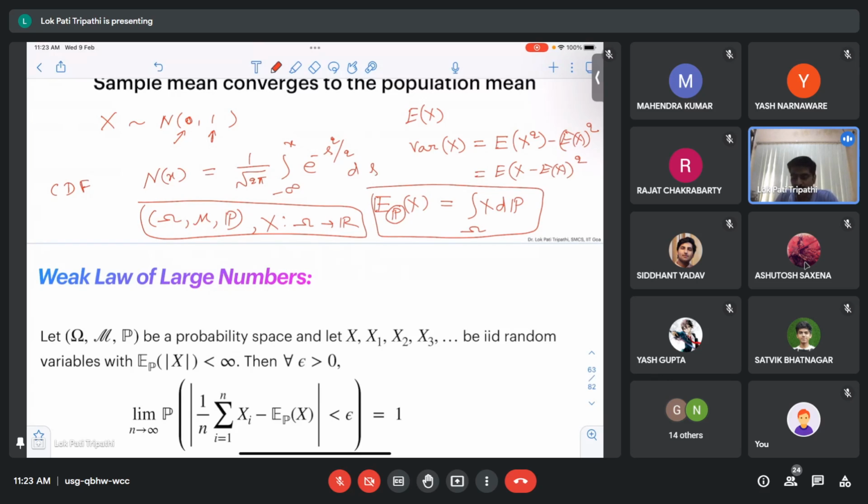If suppose x is a continuous random variable, isn't it? Then you can write this integral in terms of its probability distribution. Suppose it has a probability density function fx, then you can write it like something this. And this is nothing but the Lebesgue integral of x fx over R.